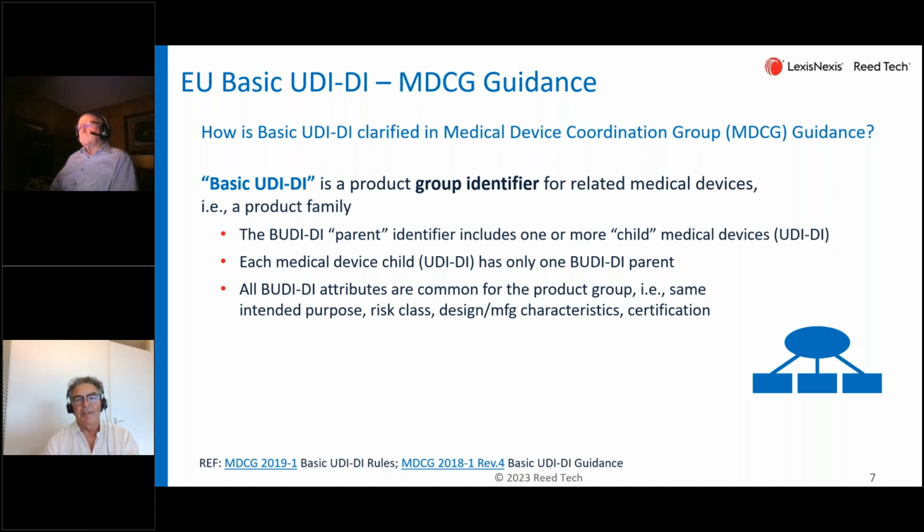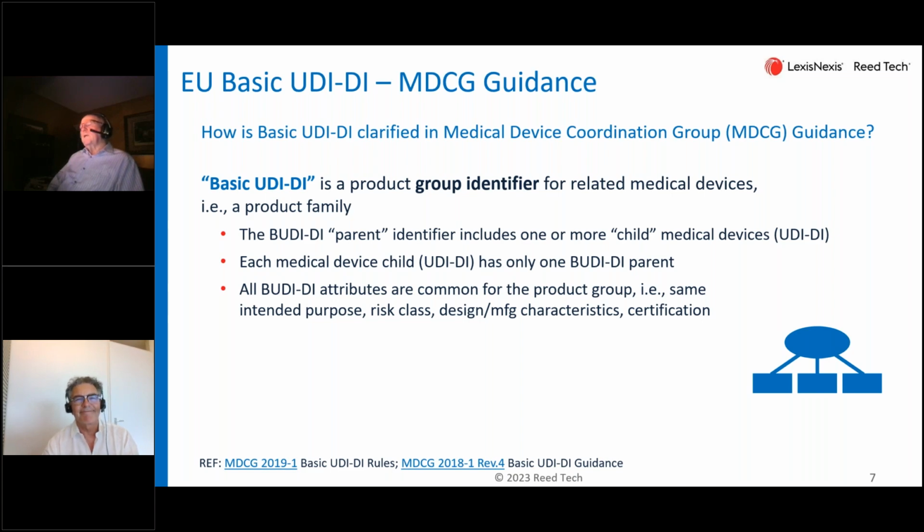So the basic UDI identifies a group of devices, and then all the other devices are linked under that. That's basically what's happening, and the MDCG guidance sets out how that works and how they are linked. They have also all these different UDI attributes. So what is organized at what level? What is used to identify the basic UDI? What's used to identify the UDI-DI? We'll come to that later.